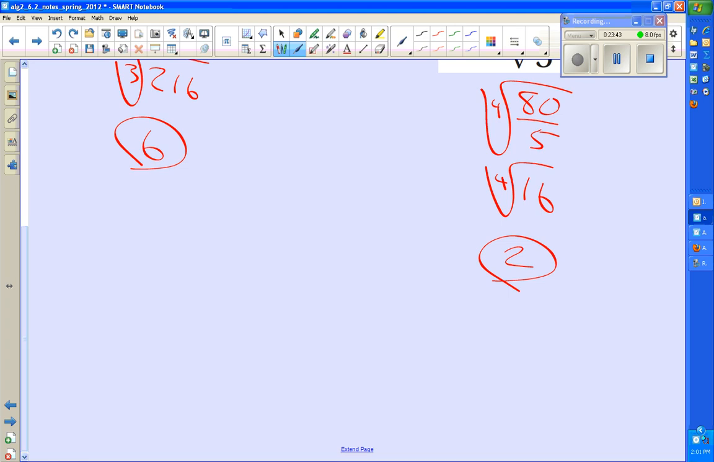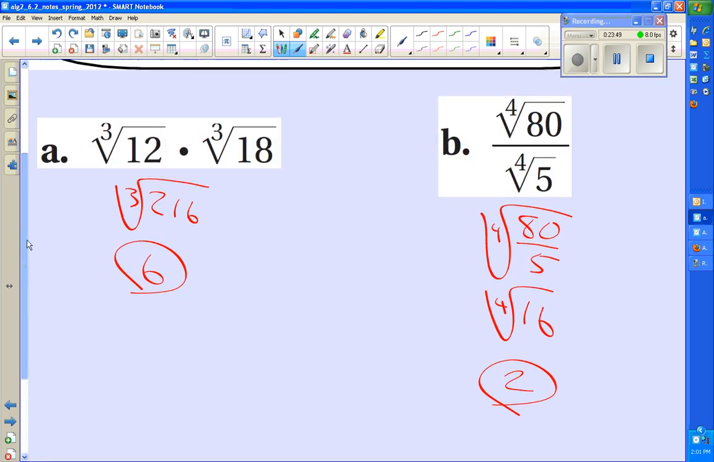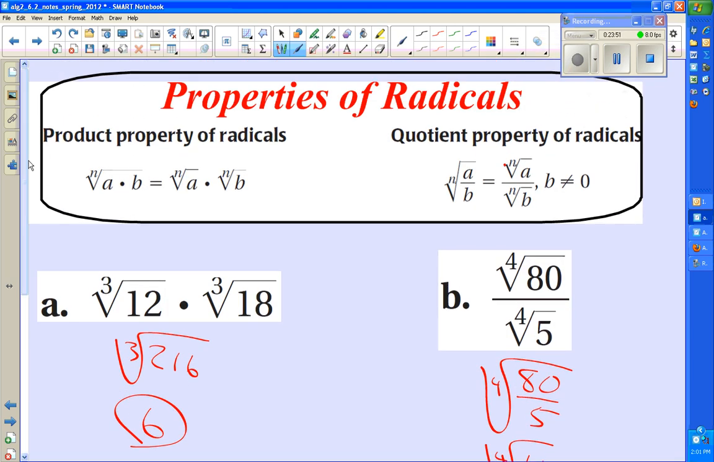You need to memorize your powers of 2. You need to know your perfect squares. You need to know your perfect cubes. If you don't do that, you're going to be at such a disadvantage. It's going to be very painful for you, and you will have a very hard time recovering.